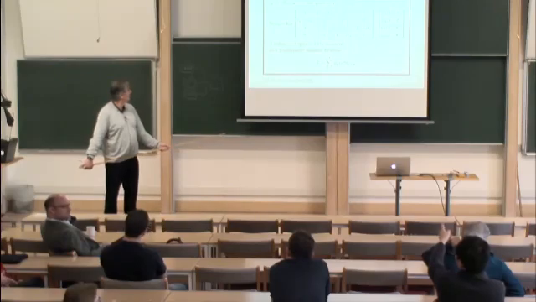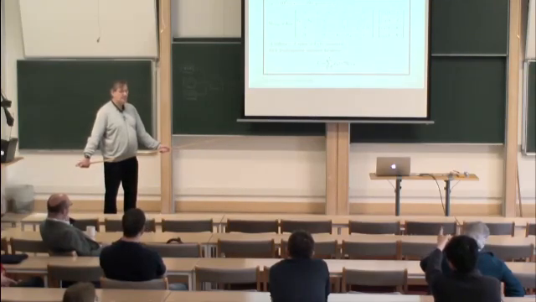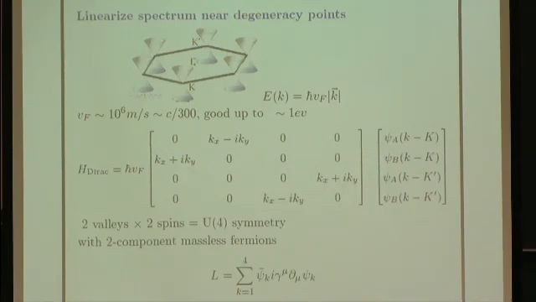Those two components are not spin components? No, this is a pseudospin. So this is some sort of emergent spin coming from the fact that you had two bands. And it's not really spin because it's in 2+1 dimensions. Spin is a little bit different in 2+1 dimensions.